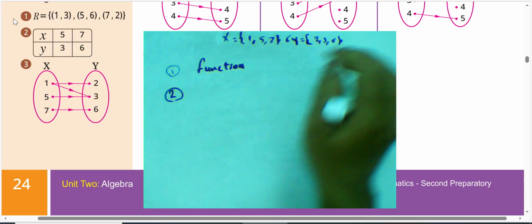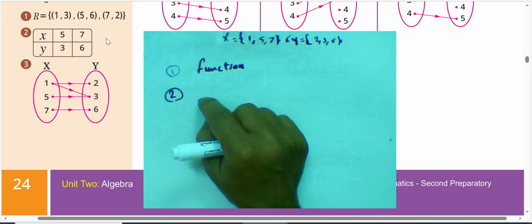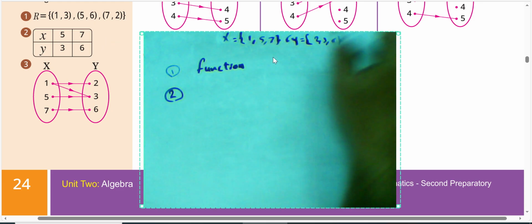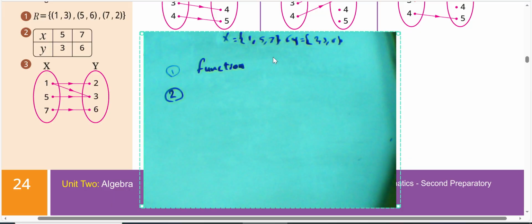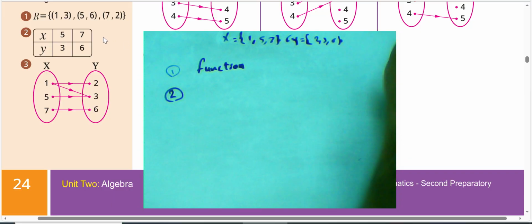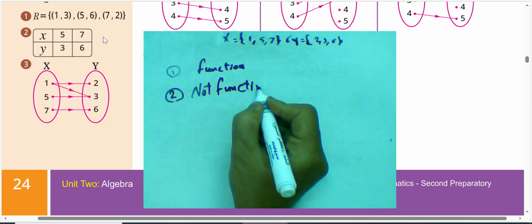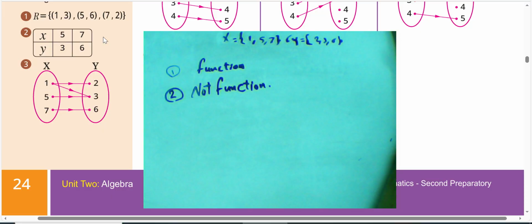Number 2, about the table here, is not a function, because we haven't 1. Look at here, we have 5 and 7 only in the table. We want 1, and 5 and 7 have only 1 image, but 1 is not a pair in the table. This is not a function, because the element 1 hasn't any image in the table.